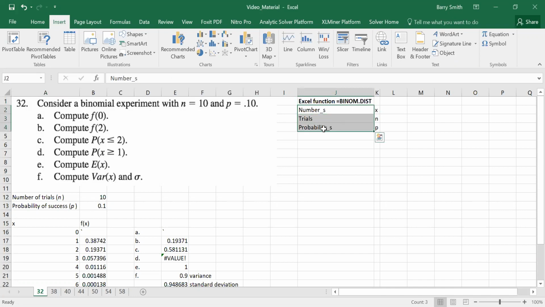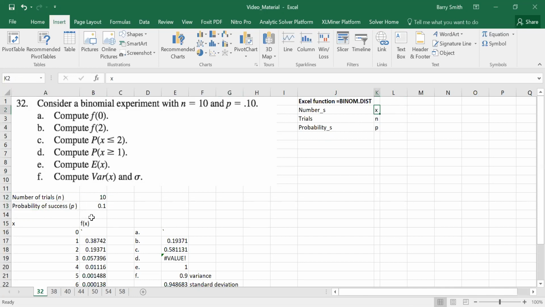Within binom.dist, it tells us we are going to look for number_s, trials, and probability_s. That's just going to be x for the number_s, n is the number of trials, and p is going to be our probability. From our problem, we have n is 10, p is 0.1. So we have those two, and x is really the only one we have to worry about. They give those to us in the problem.